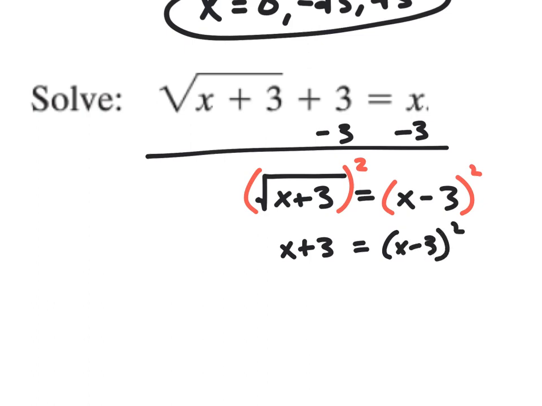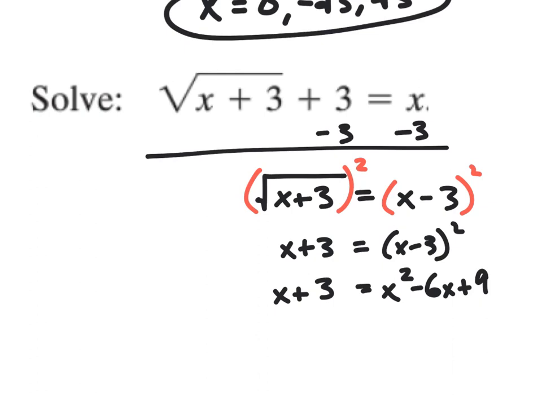Now I can multiply this out, all right? And so when I do that, I'm going to get x squared minus 6x plus 9, okay? You can do that by using the box method or FOIL or however you choose, okay? And then I've got x plus 3 over here. Set that equal over there.